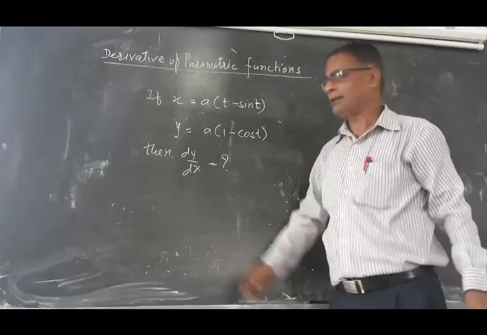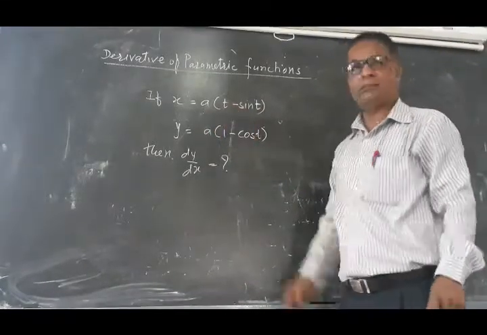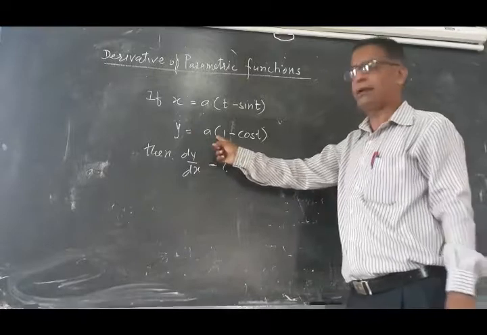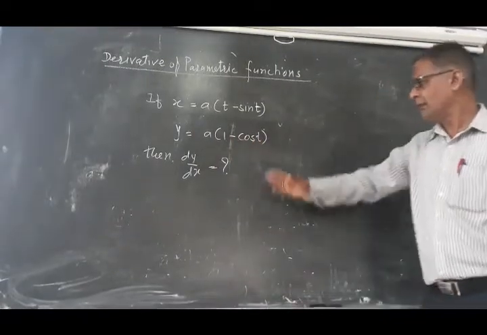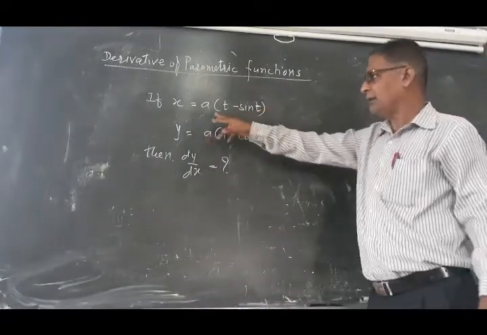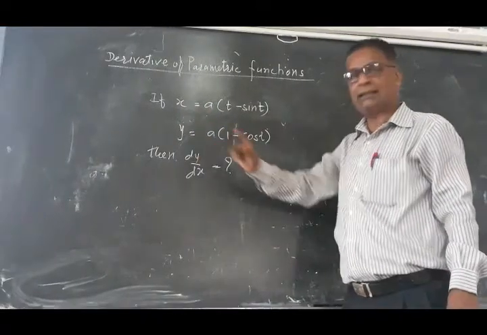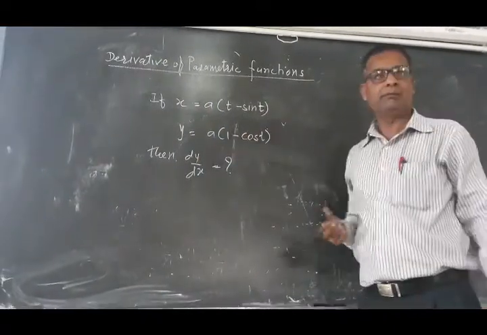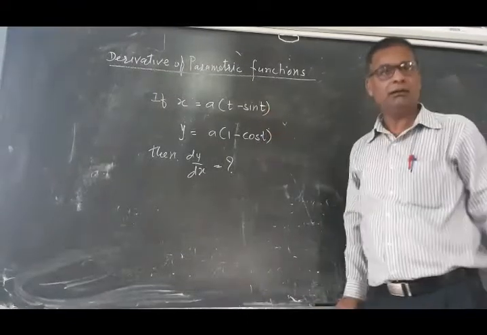There are two functions for that. x is equal to a(t minus sin t), y is equal to a(1 minus cos t). Now what you can see here, this is one type of function, second type of function, but the parameter is the same. So t is the parameter.